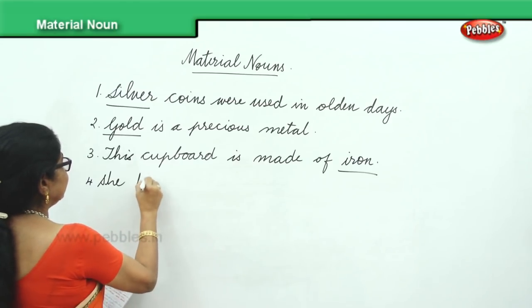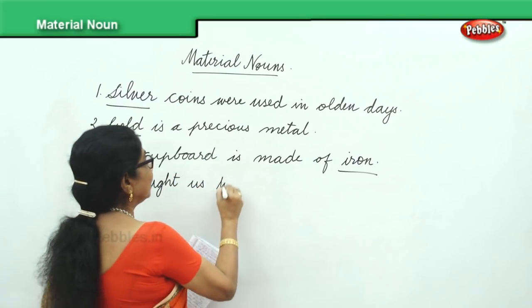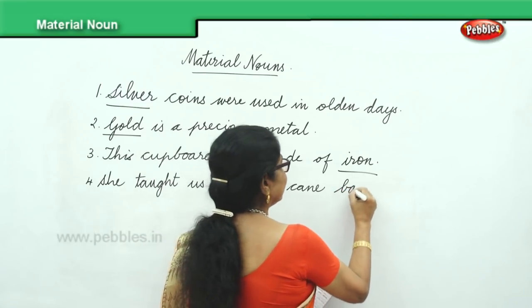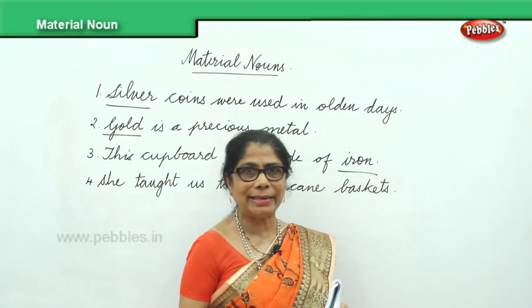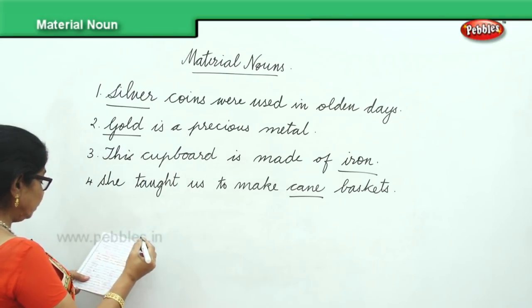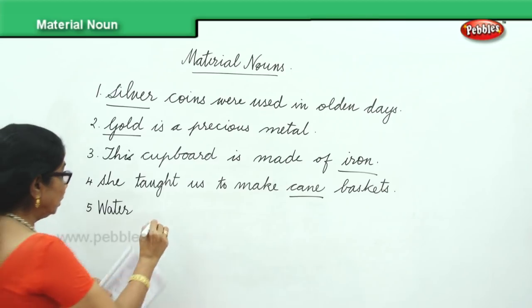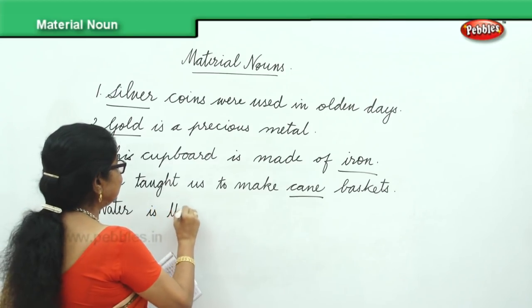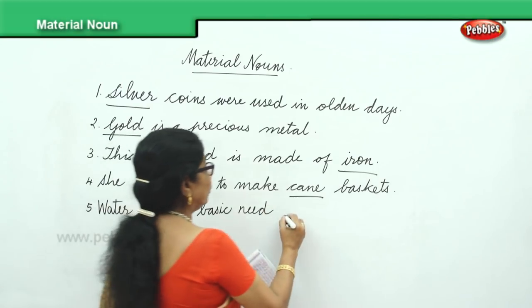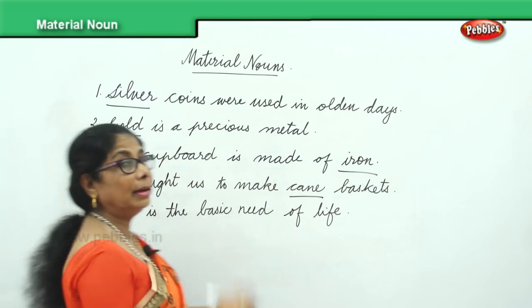She taught us to make cane baskets, like you have cane chairs and all that. Cane. So, cane is a material noun. Water. Water is the basic need of life. Again here, we have water as the material noun.